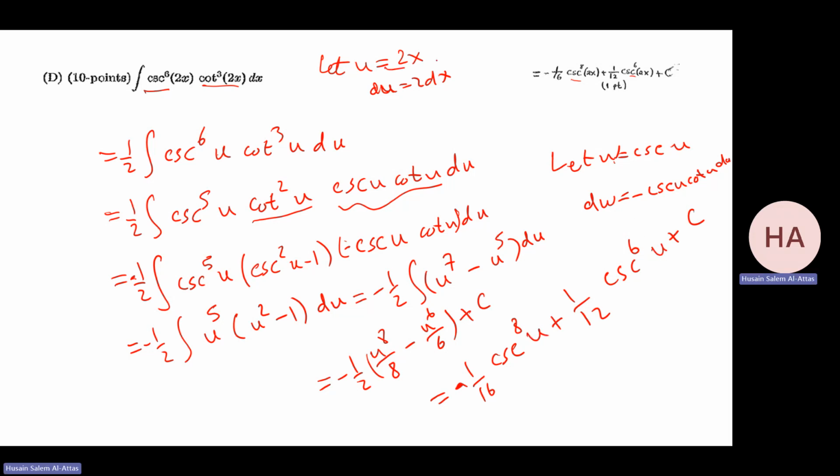And what is u? u is 2x. So that will be minus 1 over 16 cosecant to the power 8 of 2x, plus cosecant to the power 6 of 2x plus c, which is this one.